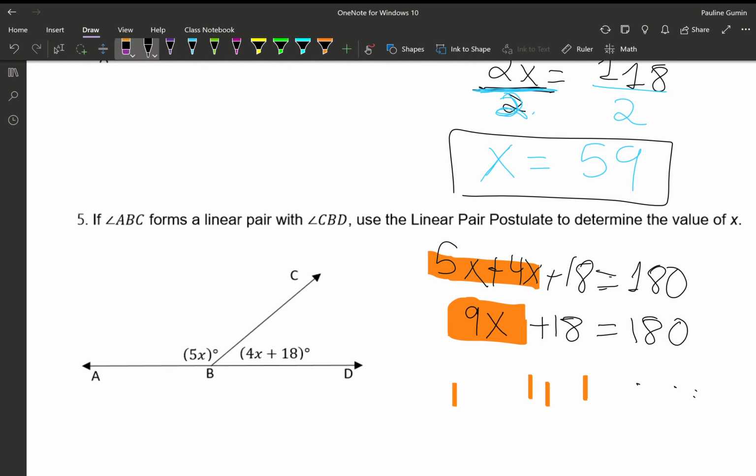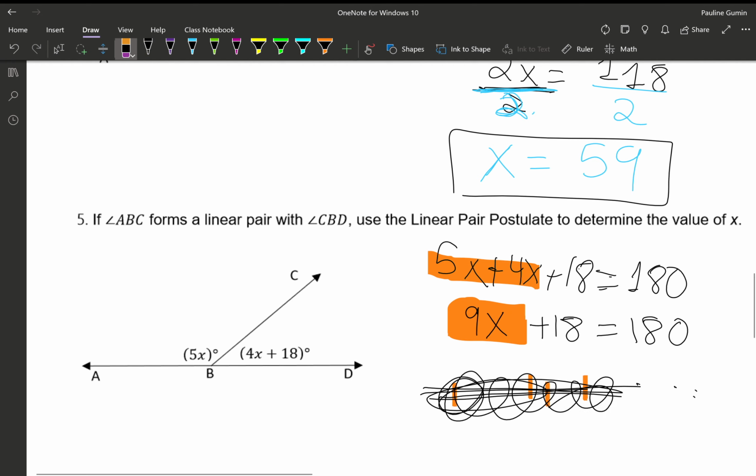I'm going to try to erase some of these marks while it finishes lagging. Thanks for hanging in there with me. Come on, eraser. I believe in you.